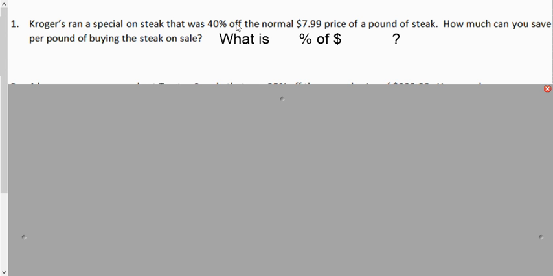Kroger's got a special: 40% off of steak, $7.99 per pound. How much can you save per pound? So if I could just figure out what 40% of $7.99 is, here's your answer. It'd be right there. It'd be perfect. So what do you do? You take your percent, you turn it into a decimal.